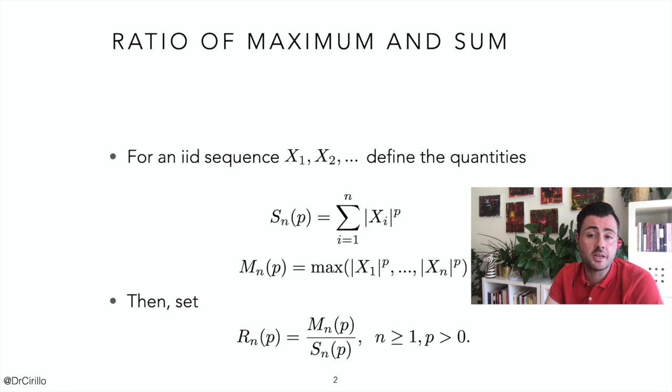So this is an interesting difference that actually we can exploit. And one of the plots we can use to exploit this difference is the maximum to sum plot. So given a sequence of IID random variables x1, x2, x3, and so on, what we can do is to define two quantities.